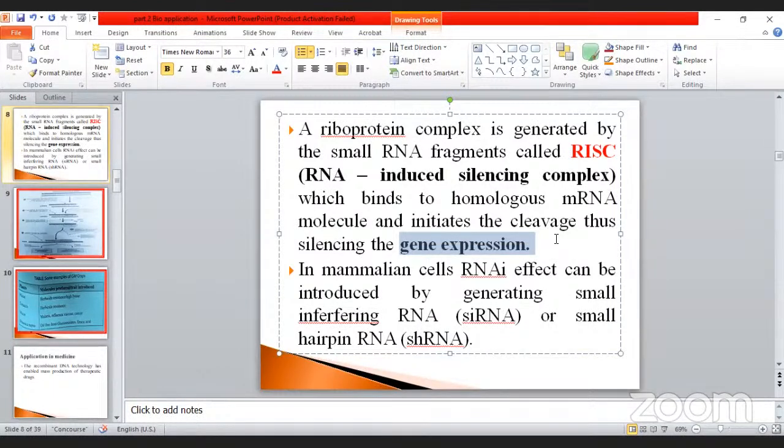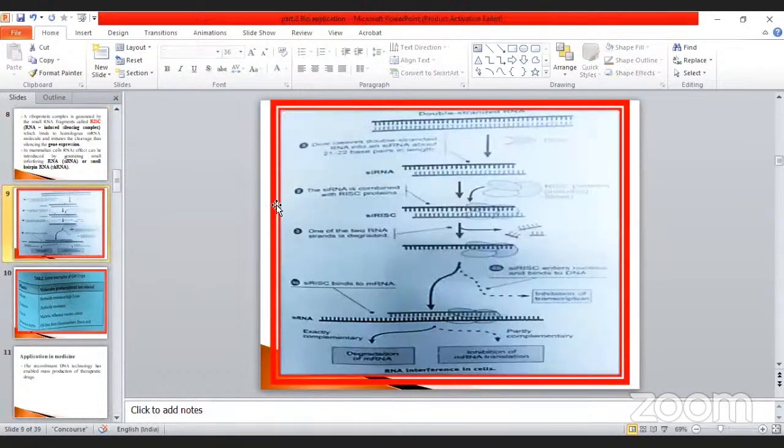In mammalian cells, RNAi effect can be introduced by generating small interfering RNA, that is siRNA, or small hairpin RNA, shRNA. See how many types of RNA there are here? siRNA, mRNA, and also double stranded RNA, and also a small hairpin RNA. See the next slide, you can easily identify.